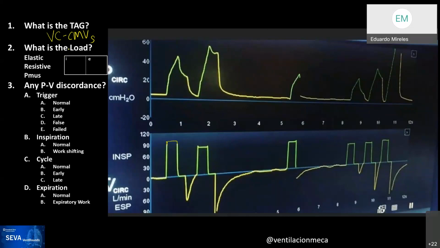So it's volume control. It's CMV because all the breaths that I can see over here are cycled by the ventilator. You can see that this is cycled by time, cycled by time, cycled by time, cycled by time. So each one of the breaths is cycled by the setting, which tells us that all breaths are mandatory. And I would say set point, because you're supposed to set the volume that the patient will get, the I time and the flow, and the patient will get it.